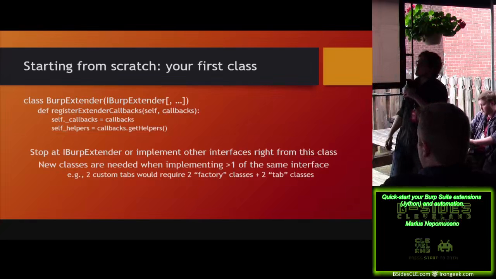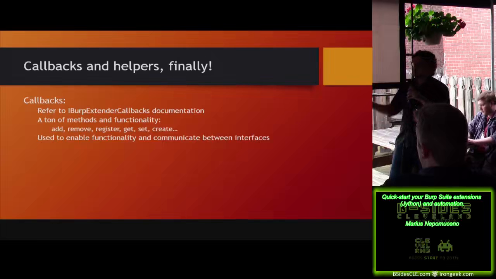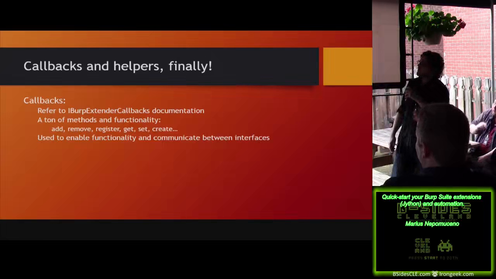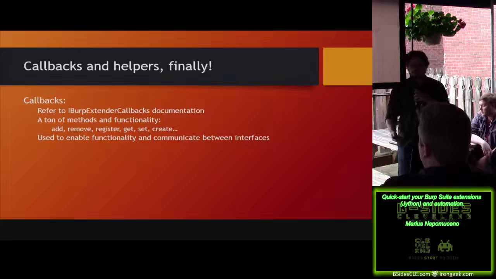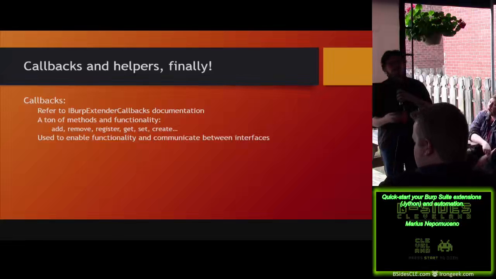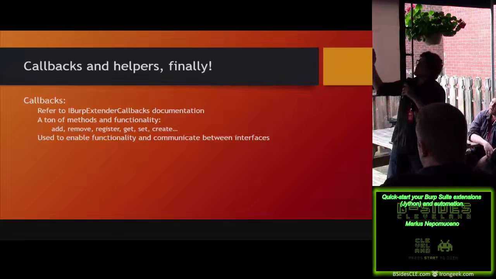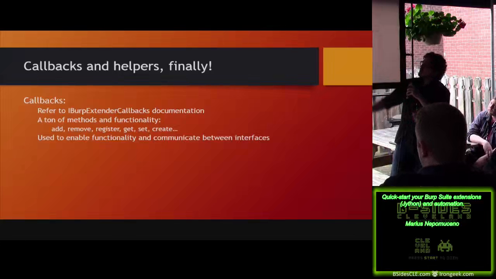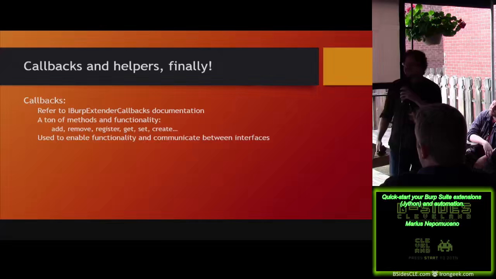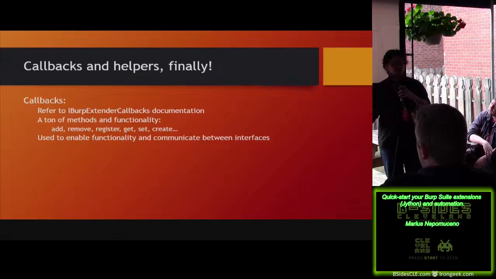I also have examples coming up, so I know you're all like, what are the examples? But they're coming. Callbacks and helpers, finally. Callbacks are a lot of functionality, really, that are available to you for use with your extension. So for callbacks, refer to the IBurpExtenderCallbacks documentation for the list of methods it has, but it includes things like adding, removing, registering, setting and creating stuff, usually to enable functionality between interfaces and for intercommunication between interfaces. And when I say interfaces, I mean the Burp Suite API interfaces.